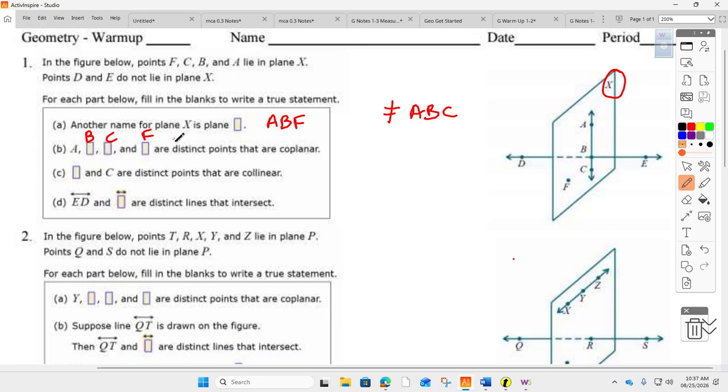C. Some point and point C are distinct points that are collinear. What do you get for C, Jessica? A would be great. Is there another correct answer? Very good. So A or B. Line ED and some other line are distinct lines that intersect. Very good. Line BC. You could name that line AD or line AC as well. But it is this line and this line intersect at point B. Questions?